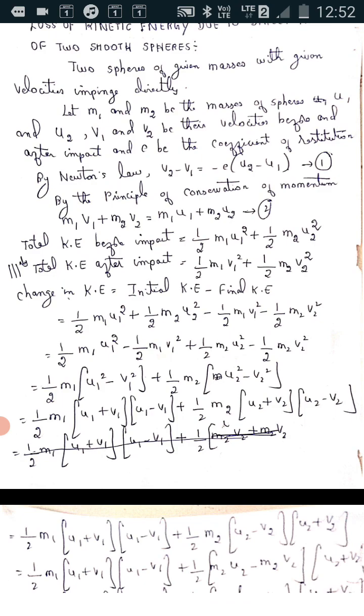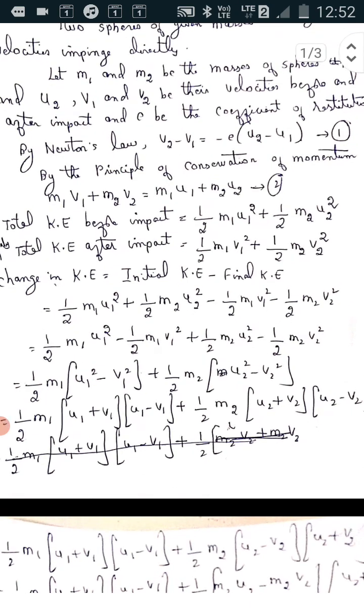By Newton's law, we arrive at the result v2 minus v1 equal to minus e into u2 minus u1. But by the principle of conservation of momentum, we know that m1 v1 plus m2 v2 equal to m1 u1 plus m2 u2.